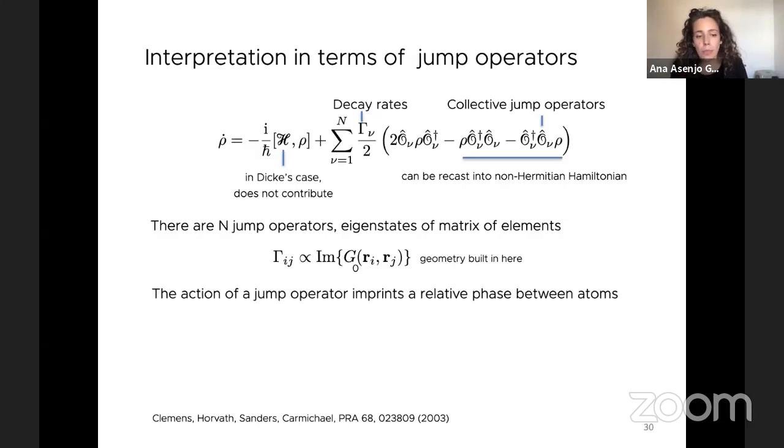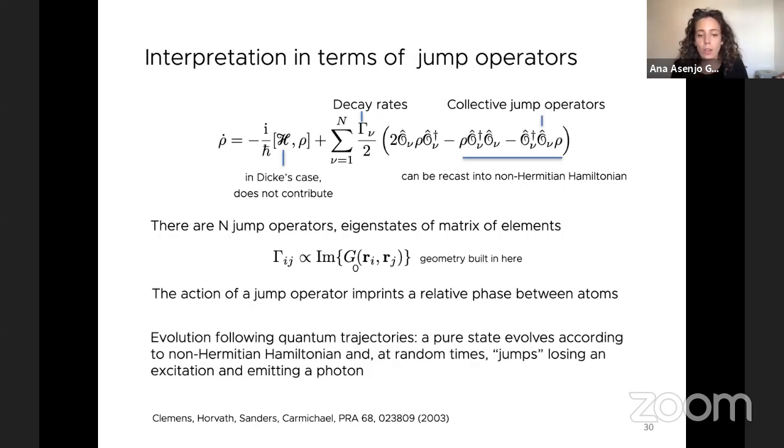And so the important thing is that when a jump operator acts on our atomic state, it is going to imprint a relative phase between atoms. And the action of a jump operator means that a photon is being emitted. And so the evolution now is basically that of a quantum trajectory. We have a pure state, a wave function that evolves according to a non-Hermitian Hamiltonian. And at random times, there are jumps where an excitation is lost and a photon is emitted.